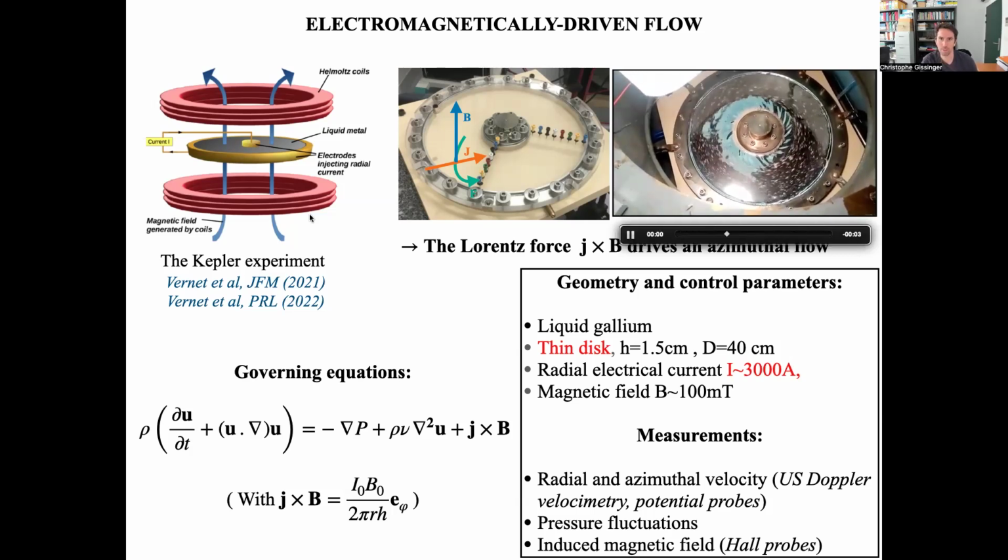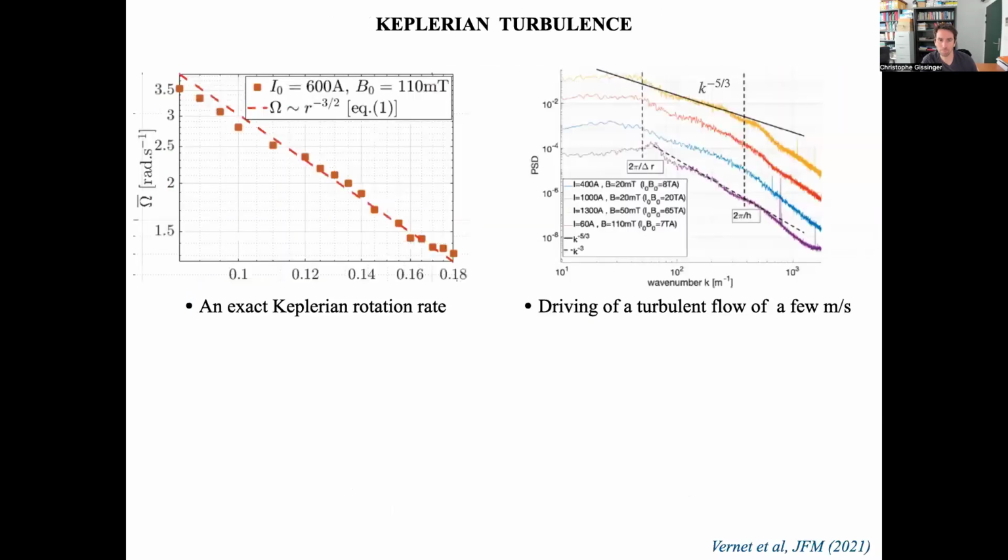So that's our experiment, and this is typically what we get. We get what we were trying to complement compared to the Kepler experiment: Keplerian turbulence. You can see that in this first picture here. Each square is a measurement obtained from the experiment, and this is the angular rotation as a function of the radius. Clearly, it's very well aligned with the dashed line here, which is the prediction for Keplerian rotation. So that's the first point: our rotation rate on average is Keplerian.